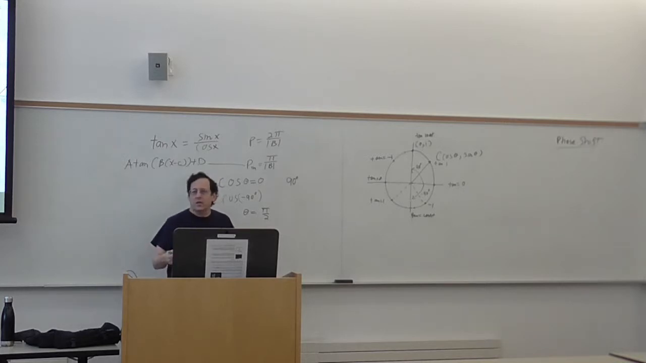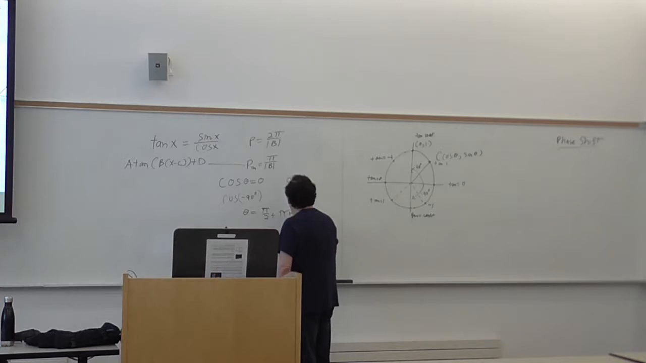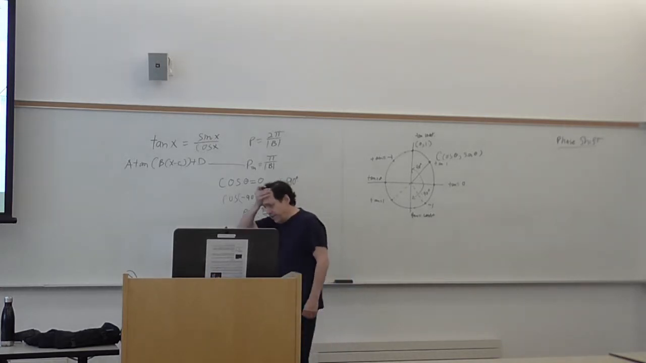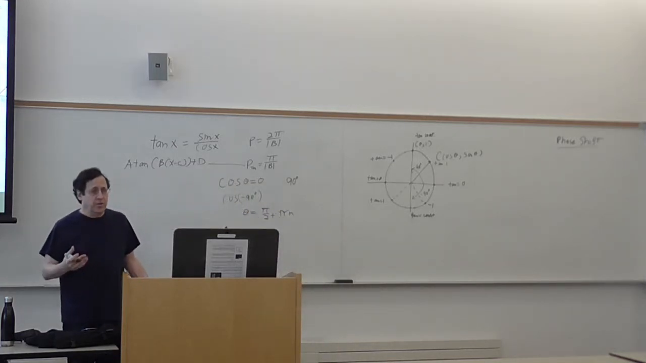Then, wait a minute, we've got a function here that's got a period of pi, undefined at pi over 2. So that's going to have to repeat, right? It's going to have to be undefined at pi over 2 plus pi n. So that's where it's not defined. Its domain is just everything but that.